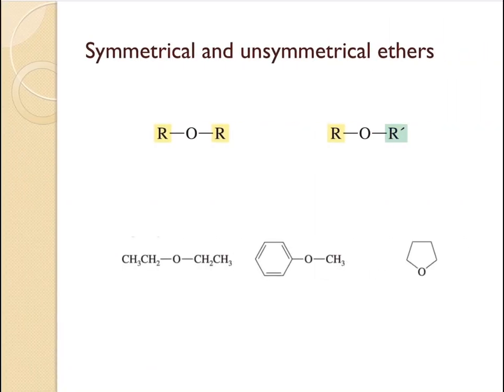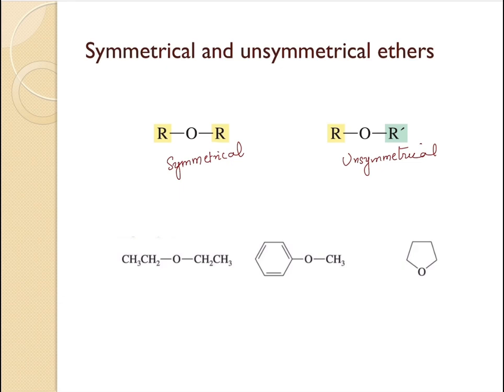Classification of ethers. Ethers can be classified as symmetrical or unsymmetrical ethers, depending upon the alkyl groups or the aryl groups that are present on it. If the two alkyl groups or aryl groups are exactly one and the same, then it's going to be called a symmetrical ether. And if they are different, then it's going to be called an unsymmetrical ether. Okay, so this is an example of an unsymmetrical ether, whereas this is a representation of a symmetrical ether.